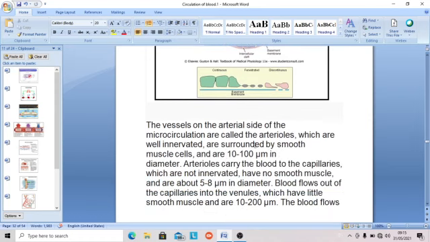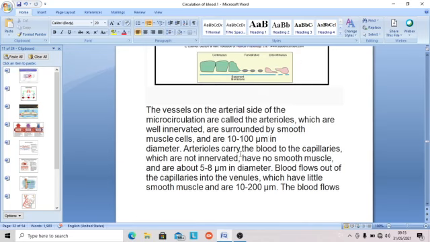The vessels after the arteries are called the arterioles. Arterioles are innervated very well, and their lumen is 10 to 100 micron in diameter. The arterioles carry blood to the capillaries, which are not innervated. So whatever nervous influence you want to exert can be exerted on the arterioles only. It cannot be exerted on capillaries because they are not innervated. And capillaries don't have smooth muscles, so capillaries cannot contract. They are only about 5 to 8 nanometer in diameter.